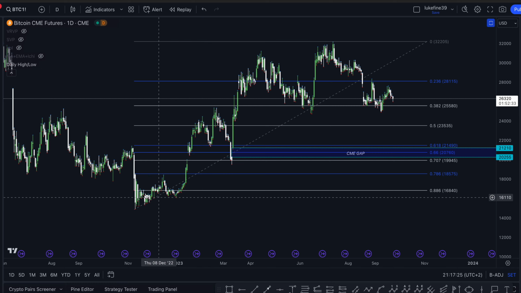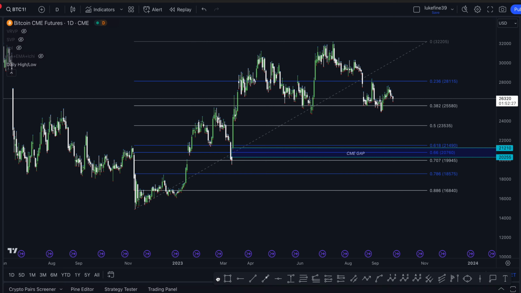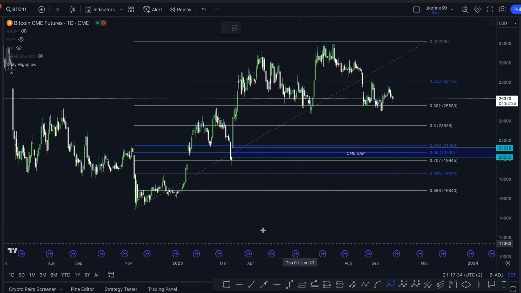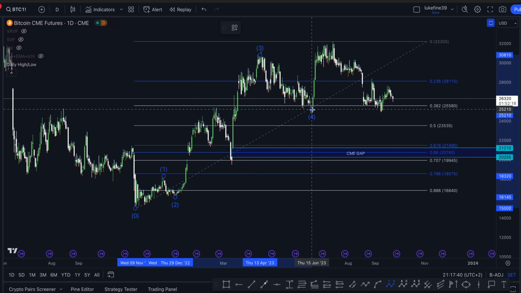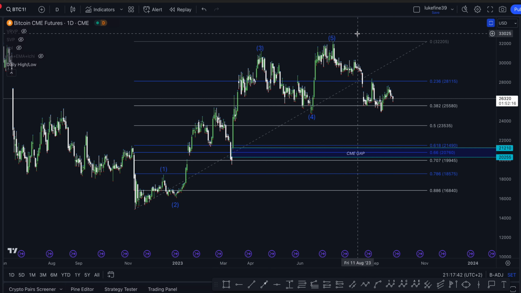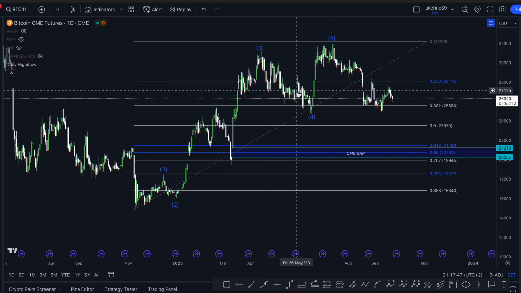Okay, so we have the fibs from bottom to top from the last wave, and let's do a quick count. I can count here 1, 2, let's say this is a 3, this is a 4, and this was the fifth wave. And then we had a lower high. We had lower highs here, but you see we hit this support and then we started to go up.